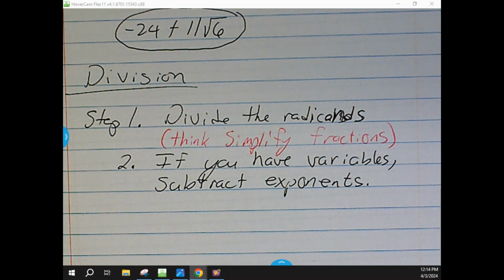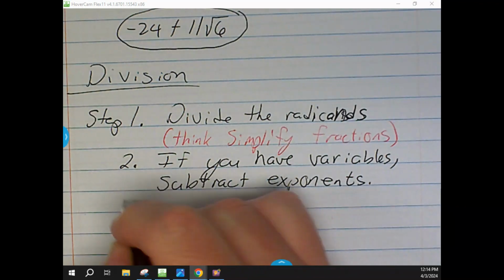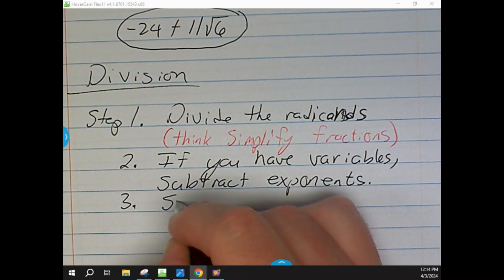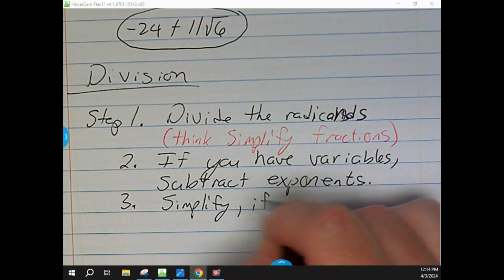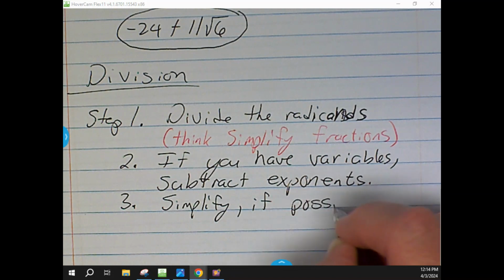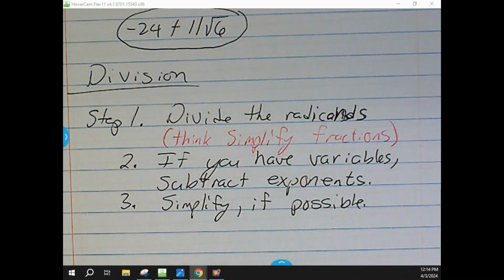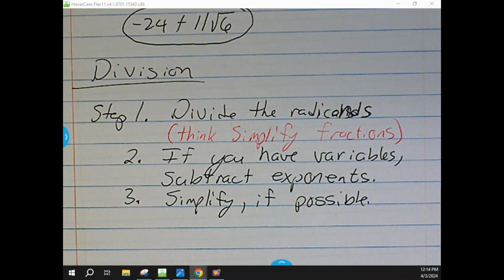Okay, and then once you've done those 2 things, then you simplify if it's possible. Probably in a lot of cases not, but sometimes you may look at something and you go, oh, well, I can simplify that answer, and then you do that, and then you just do what you can do with it there.